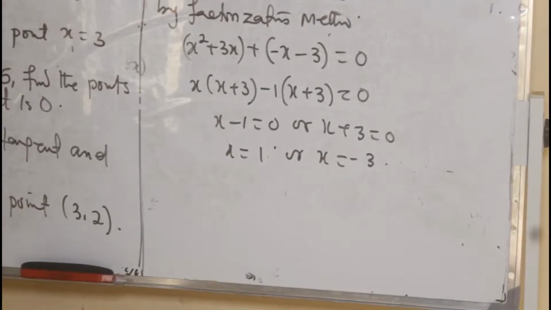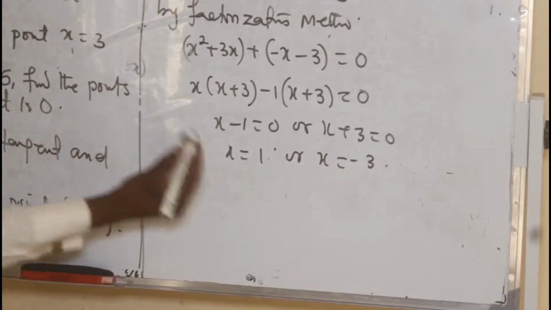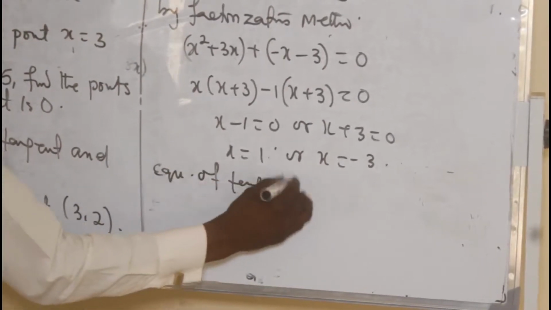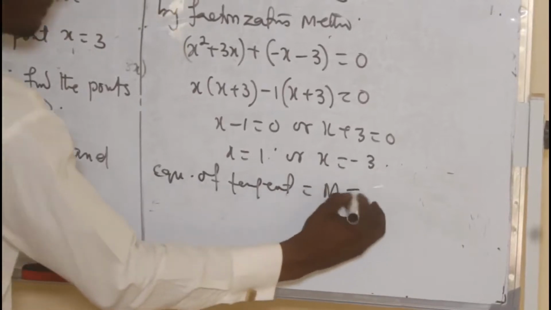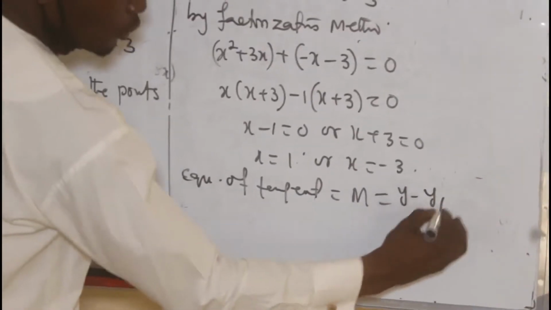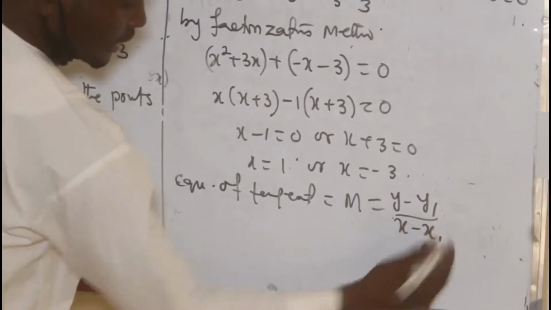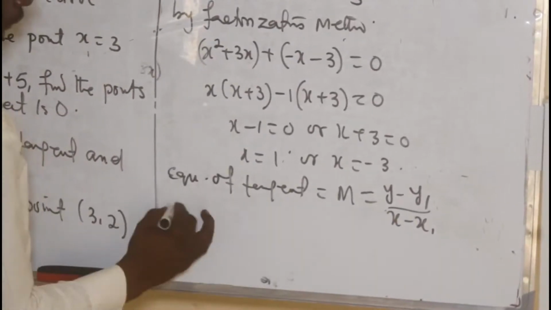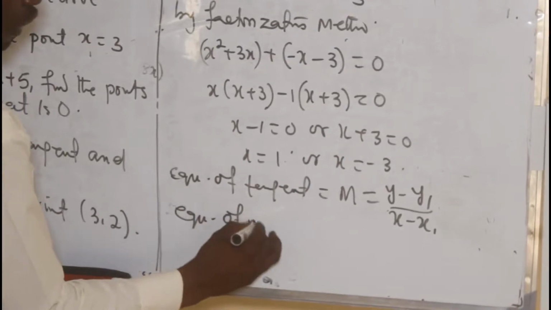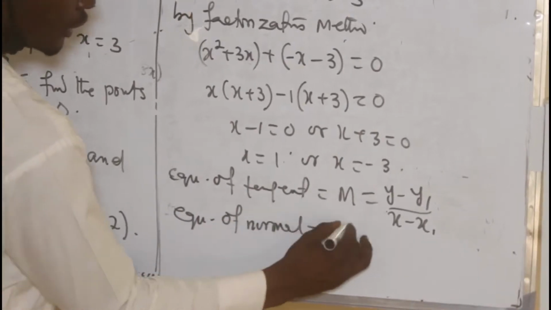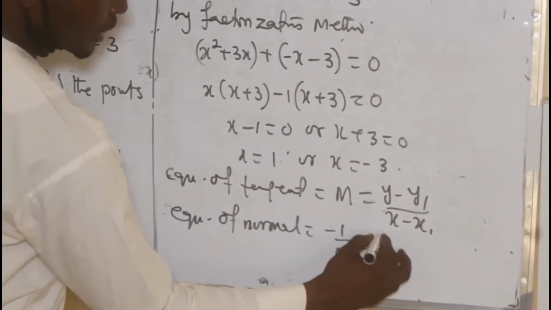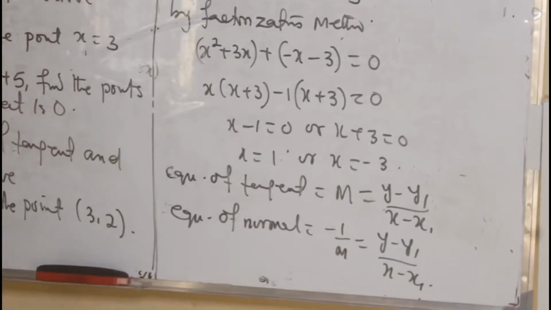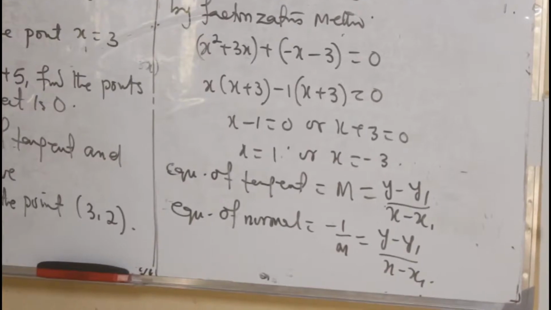And the other one, which is equation of tangent and equation of normal, let me just give you the formula. Equation of tangent: m is equal to y minus y1 over x minus x1. Equation of normal: minus 1 over m is equal to y minus y1 over x minus x1. So what we are just expected to do here is to find the gradient.